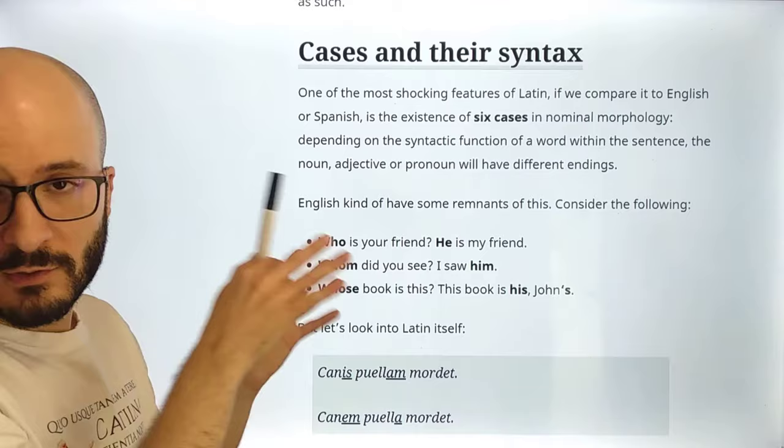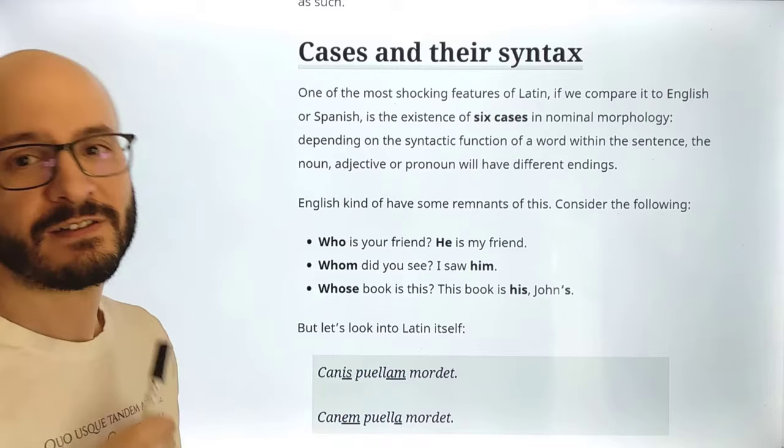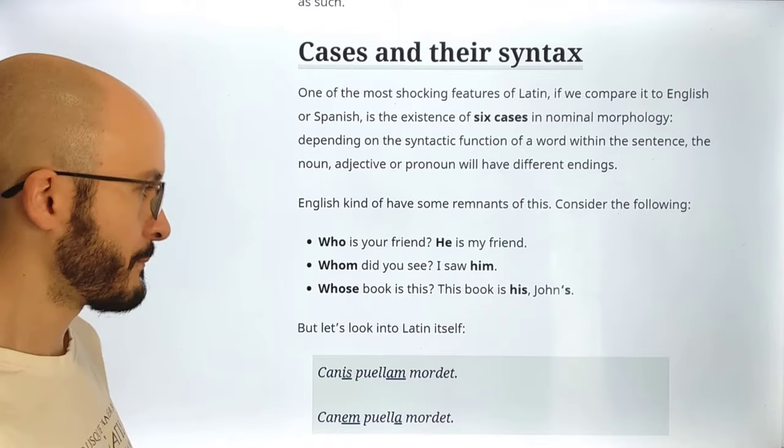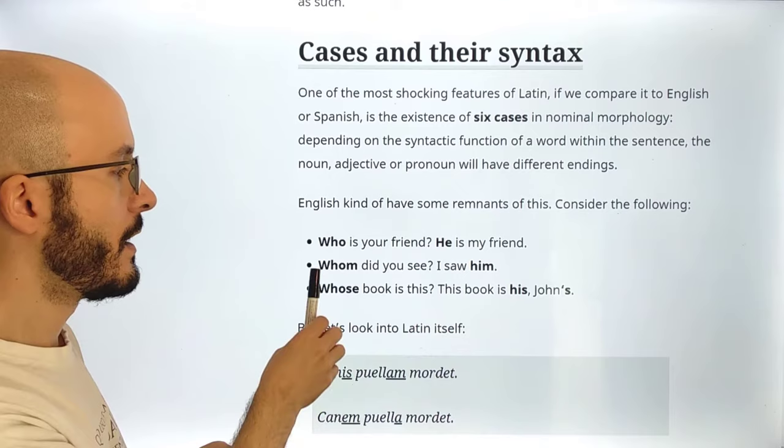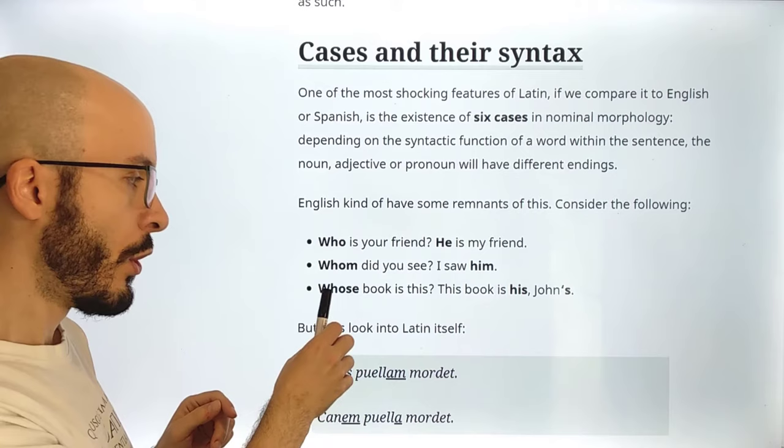And actually, this is so easy that English actually has cases. You will see, English kind of has some remnants of this. Consider the following. Who is your friend? He is my friend. Whom did you see? I know that most people don't say whom did you see, but you know what I mean. Whom did you see? I saw him. And whose book is this? This book is his, John's.